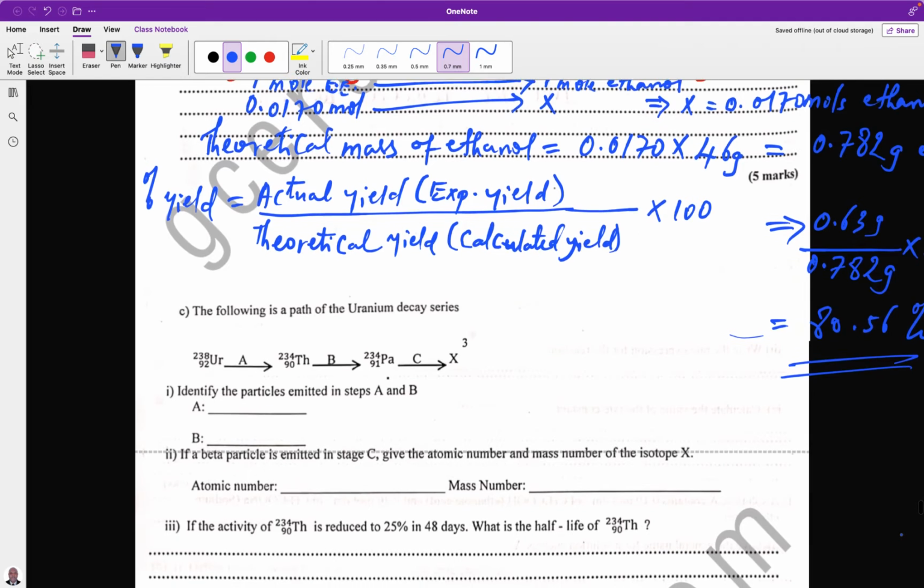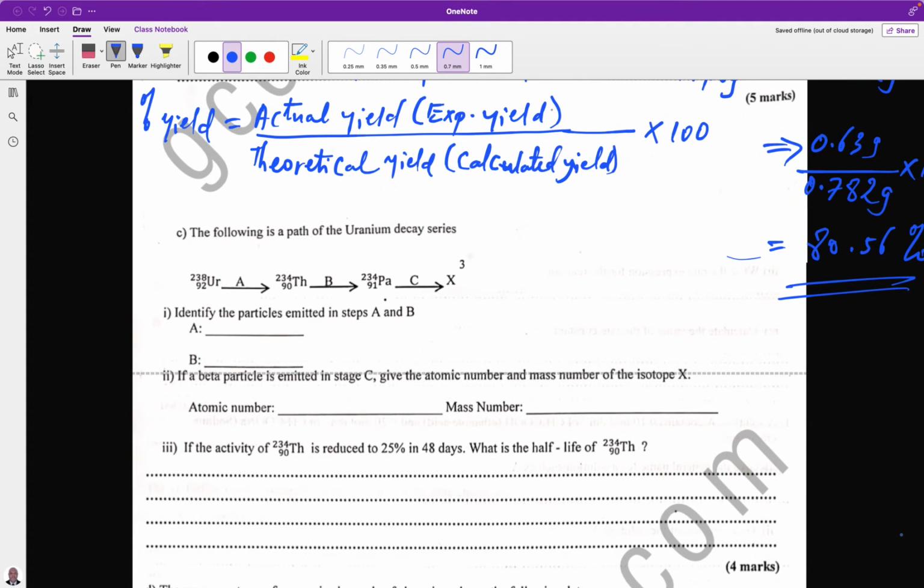Let's move ahead to the next question, the C part of it. The following is a path of uranium decay. You have uranium to another compound, A, to B, and to C. Identify the particles emitted in step A and B.